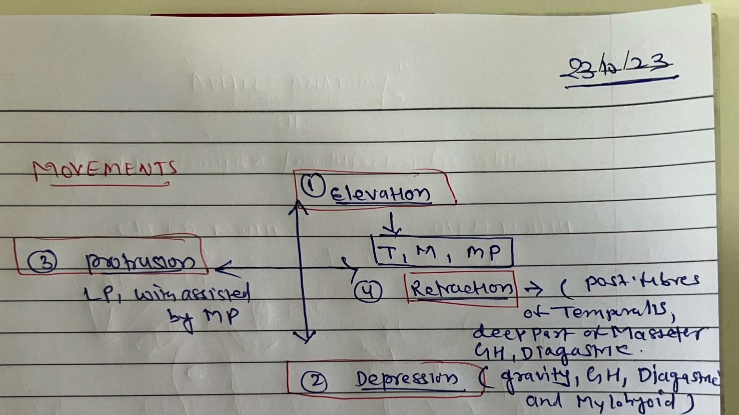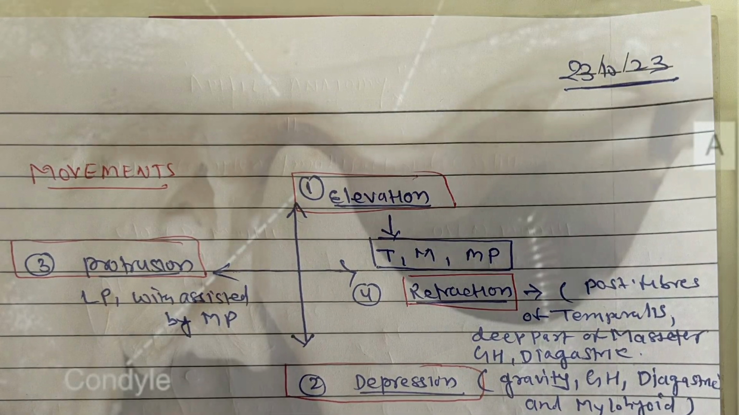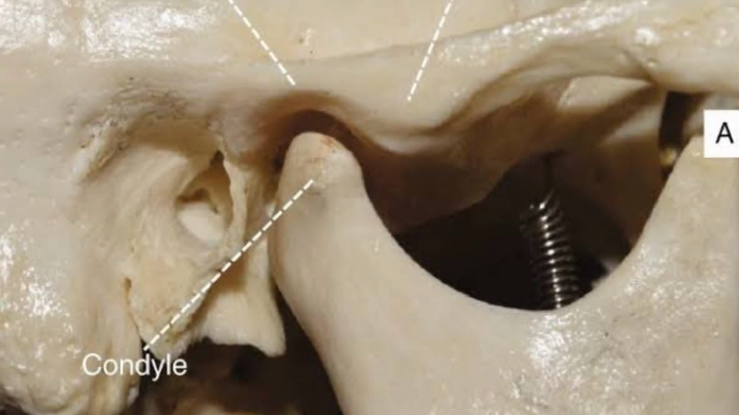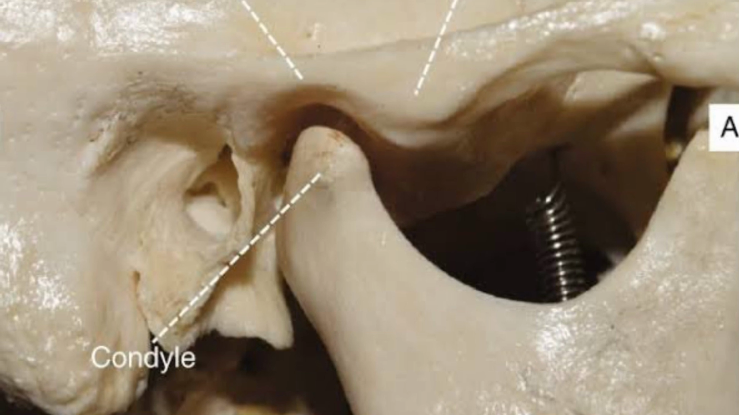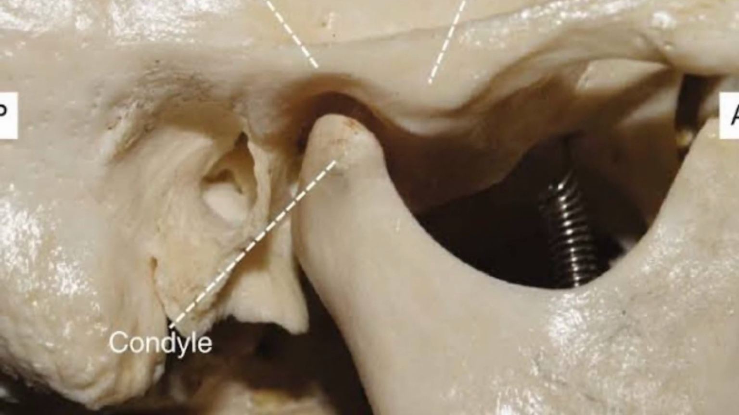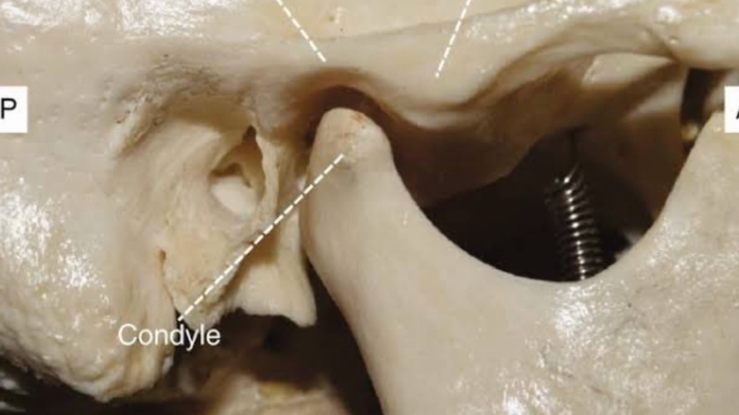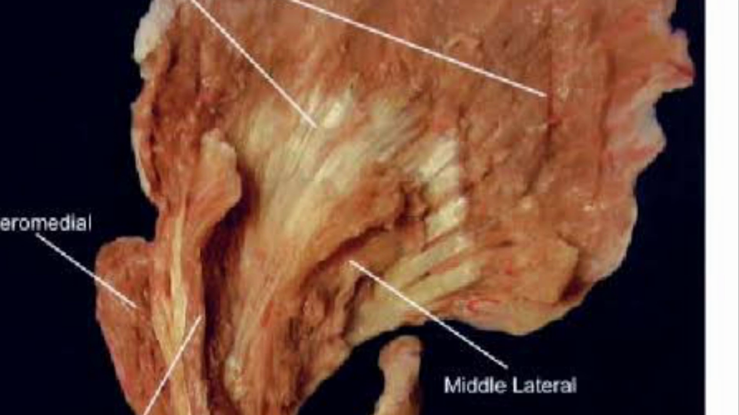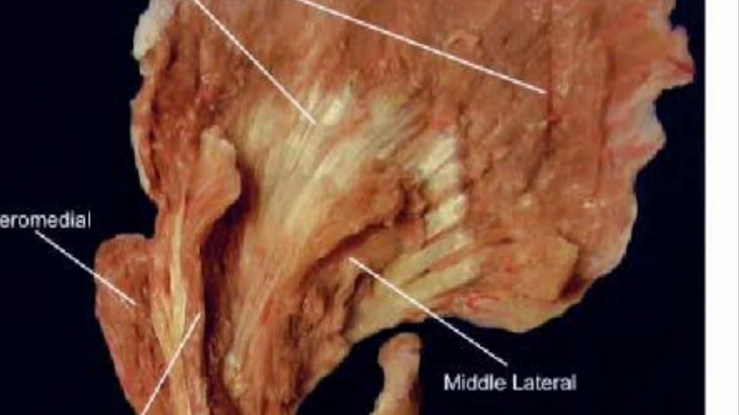Retraction: the posterior fibers of temporalis, deep part of the masseter muscle, geniohyoid and digastric muscles are the retraction muscles of the TM joint. Side to side movement is mainly by the lateral pterygoid muscle, partly assisted by the medial pterygoid muscle. The muscles of the TM joint: the first muscle is the temporalis muscle.